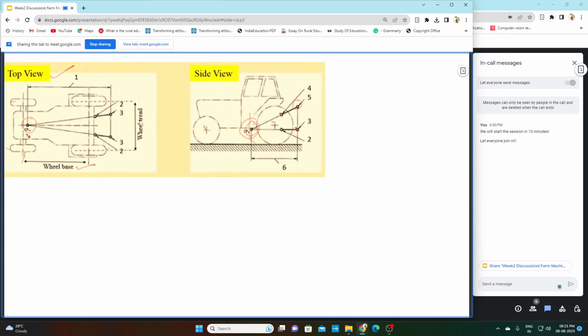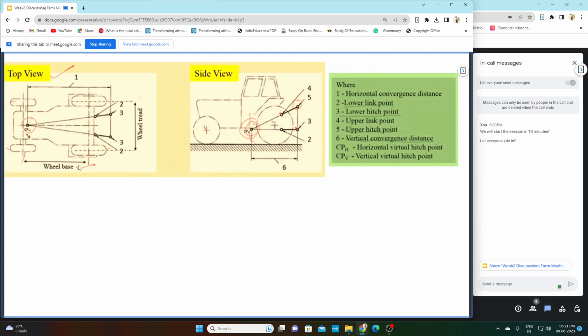In a tractor there are two important terms that you should know. One is the wheel base, and another is the wheel tread. So what is the wheel base? Wheel base is the distance from the front axle to the rear axle. And what is the wheel tread? Wheel tread is the distance between the centers of the two rear wheels.